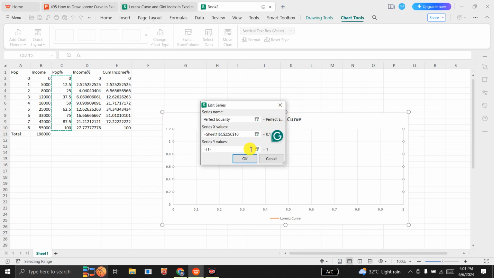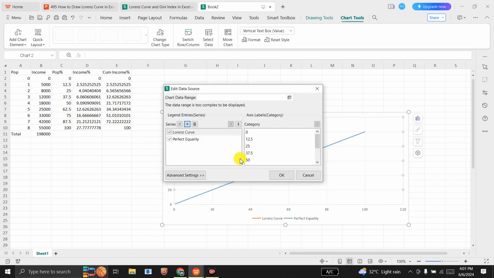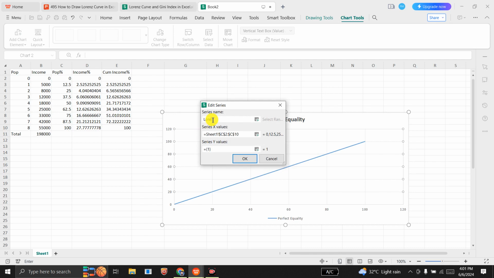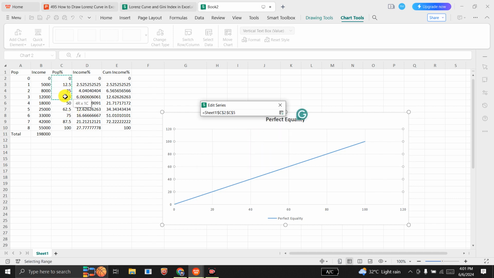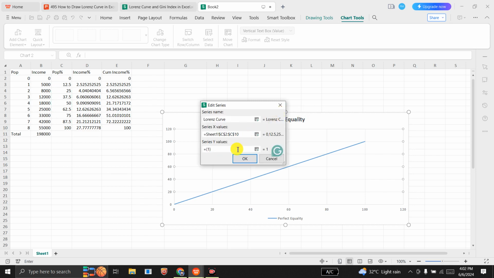And my y-axis should also be the same. So here is my... Now I'll first delete this Lorenz, and I'll add another Lorenz curve, and for the x-axis, my x-axis should be the same. And my y should be this.